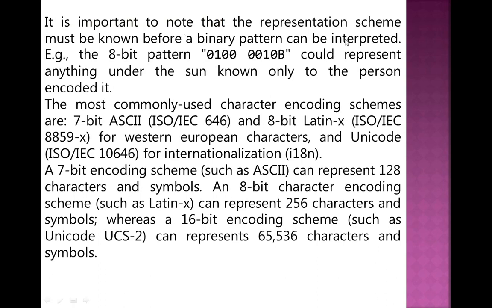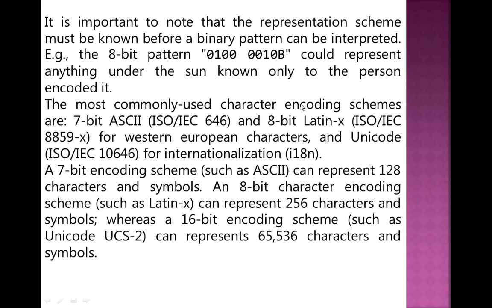It is important to note that the representation scheme must be known before a binary pattern can be interpreted. So this is the mandatory condition: to note the representation scheme before interpreting the binary pattern. For example, you must have knowledge of 8-bit ASCII code, BCD, that is binary coded decimal. For example, the 8-bit pattern 01000010B could represent anything under the sun, known only to the person who encoded it.